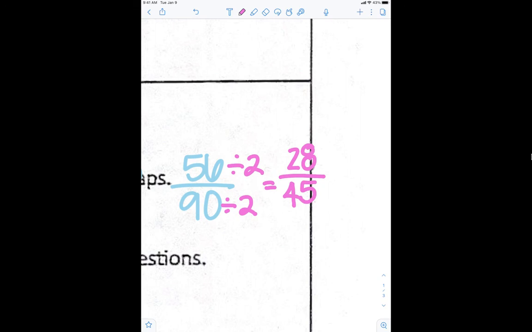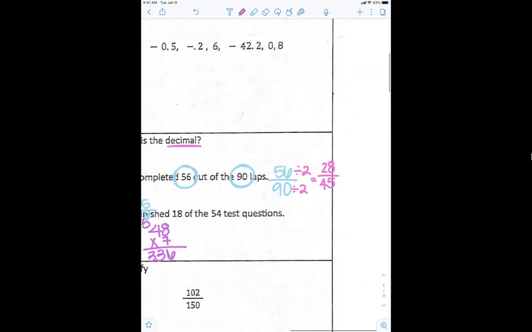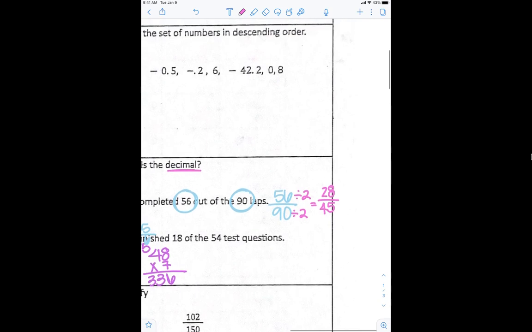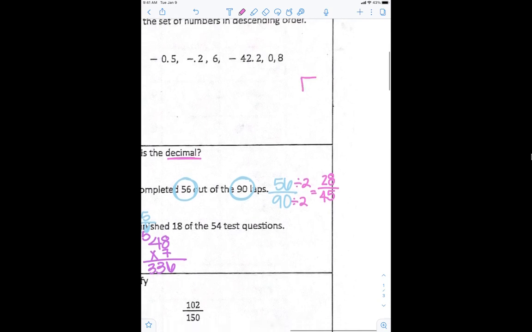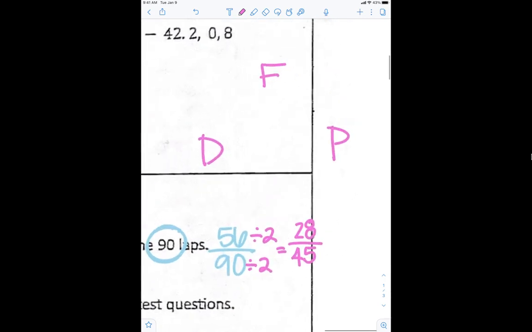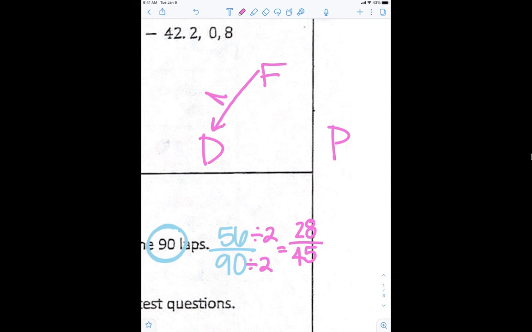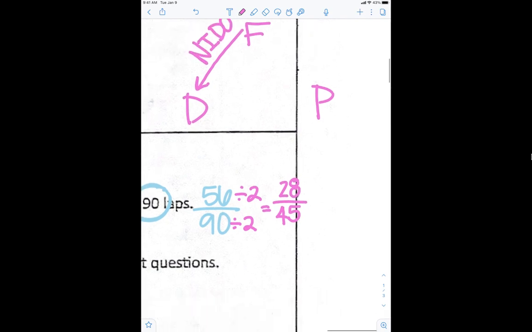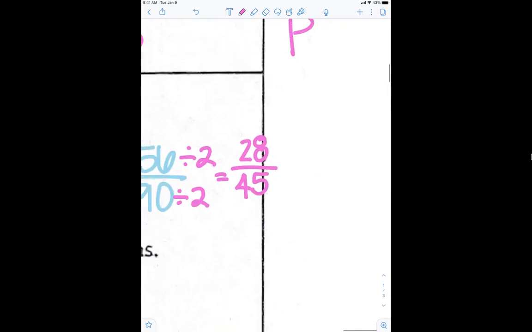So I think we are done there, but we still have to turn it into a decimal. Remember to go from fraction to decimal, our handy dandy F, D, P triangle you should already have on your paper from Monday. We're going from fraction down to decimal. That's neato. So we're going to do numerator in, denominator out.